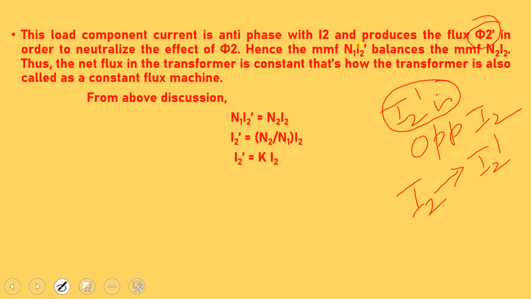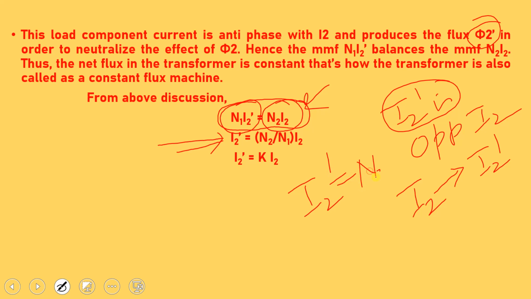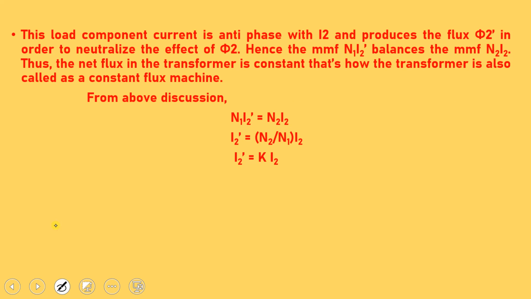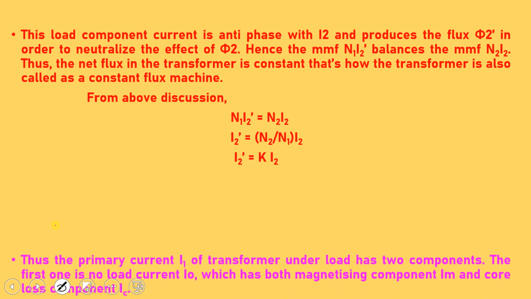So N1 I2 dash is equal to N2 I2. This is to neutralize the effect. If N2 I2 is produced on the secondary side, then N1 I2 dash should be produced on the primary side to neutralize the effect. And if we want to find the magnitude of the current I2 dash, it can be found as I2 dash equals N2 upon N1 into I2. So this is how to find I2 dash.